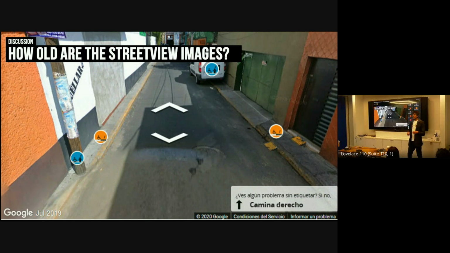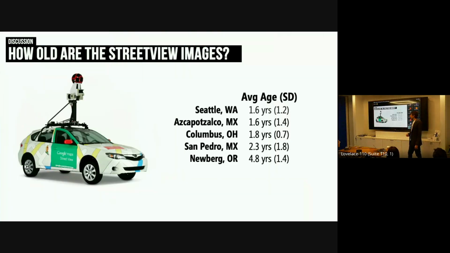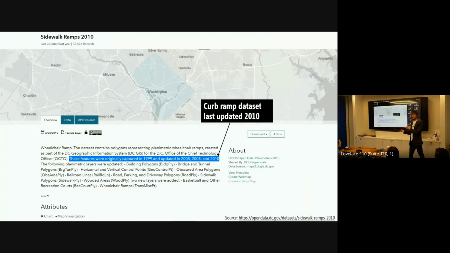How old are the Street View images? Somebody asked this. I don't remember if it was online or in here. So we track this very carefully. We publish this with all our data. What we found is in practice, it's 18 months to 2 years if it's in a big city. And again, I want to put this in context. This is the DC curb ramp data set. The first time they ever collected it was 1999, then 2005, 2008, 2010. 2010 ellipses. This is what we're dealing with, right?